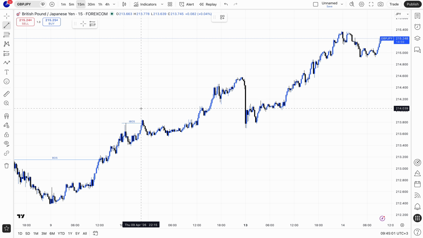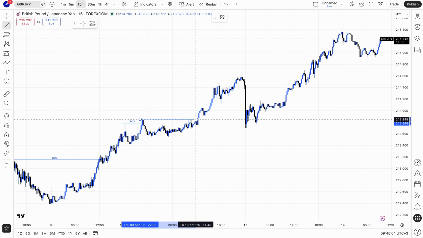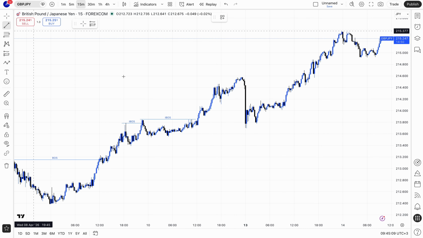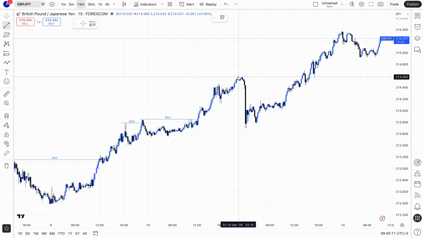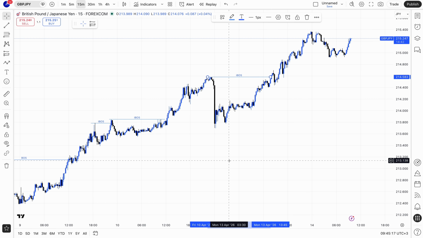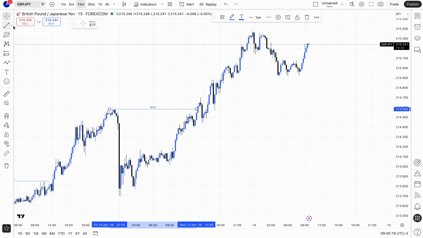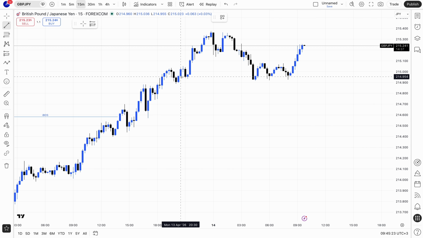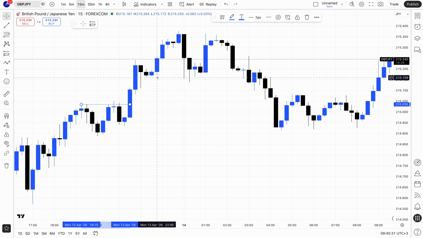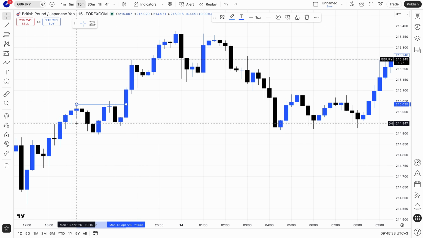This time around it's internal. Then you had a continuation break of structure to the upside, internal market structure. Then a continuation break of structure to the upside, internal market structure. Then also had this break of structure to the upside. You can see it. You see, we had that valid. Want to first confirm this pullback with this candle.